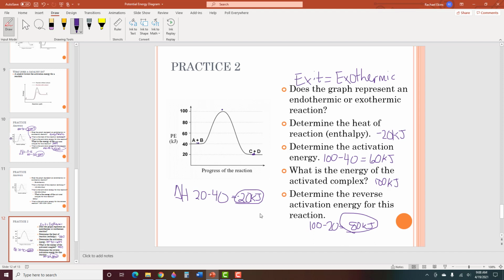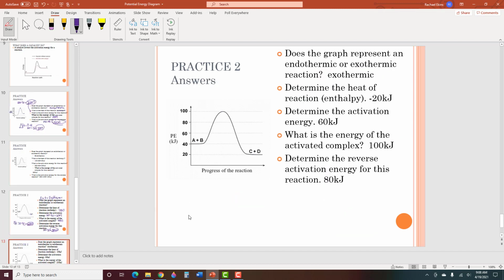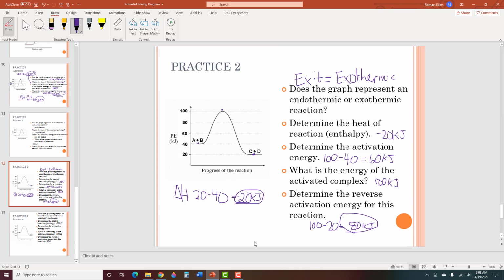Alright, so those are kind of the things that you should be able to read on a reaction diagram, and you'll be doing some practice with that later this week.